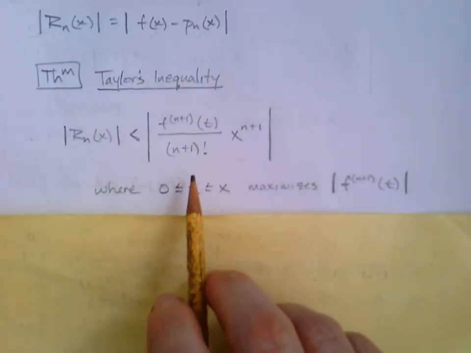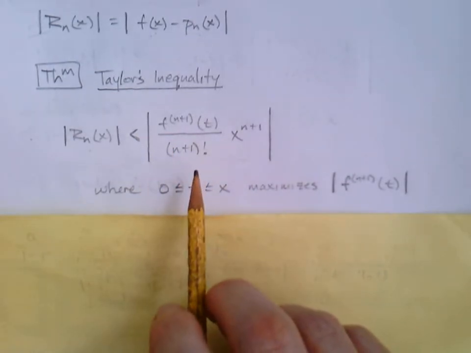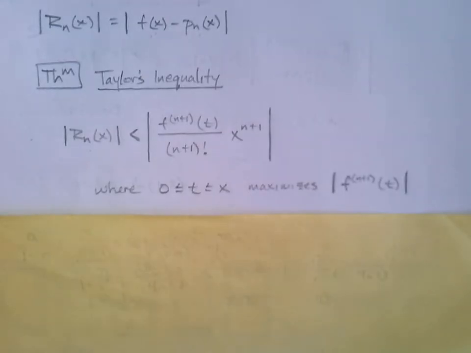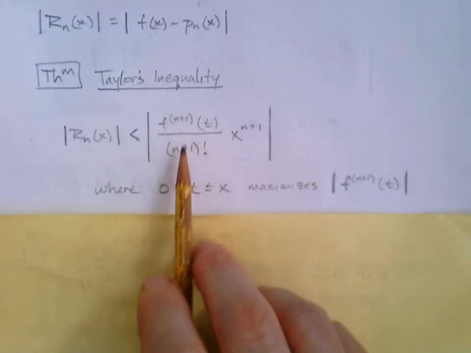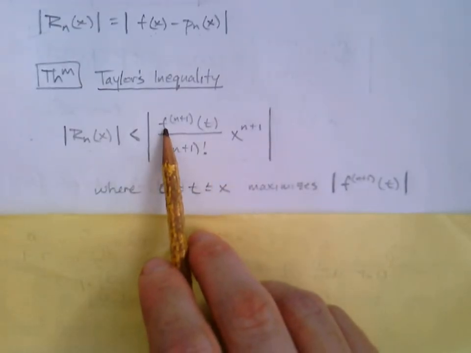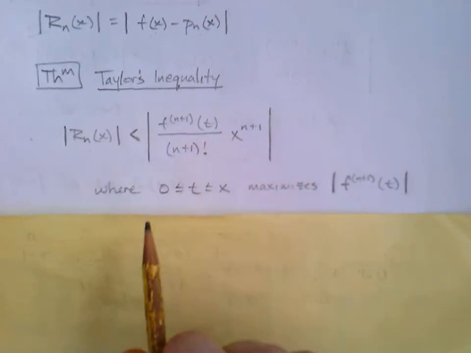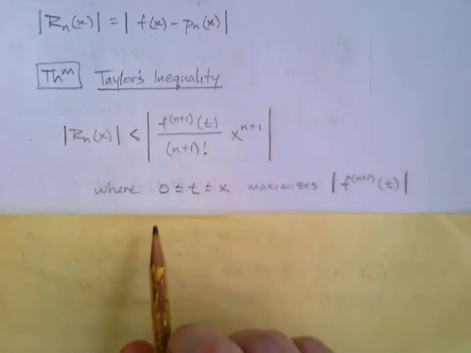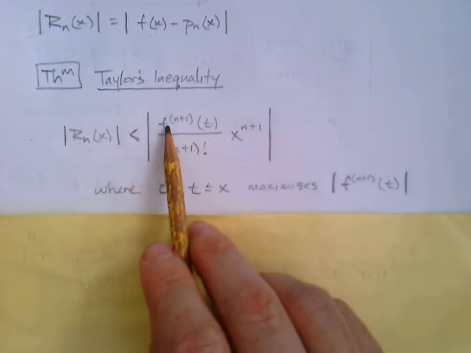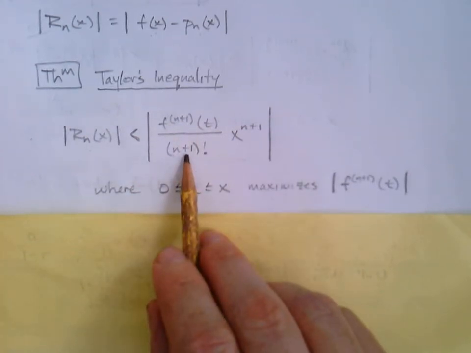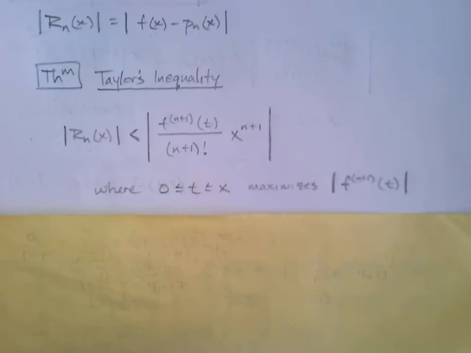Here's how it goes. What's in here should look very familiar. That is the nth term for the Taylor polynomial, but one more. So it's the n plus 1th term, right? In the Taylor polynomial, it was the nth derivative of f over n factorial, x to the n. Well, here, instead of all the n's, we have n plus 1. So it's the n plus 1th derivative of f, n plus 1 factorial, x raised to the n plus 1.